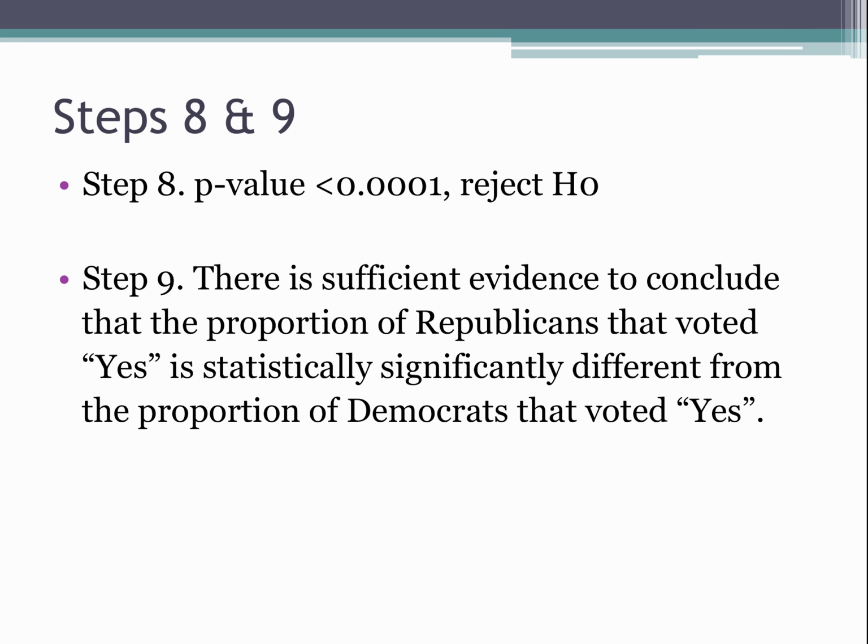We would need to put that into words because remember, the p-value is not our conclusion. The p-value simply helps us decide between the null and alternative. Step 9 would be: there is sufficient evidence to conclude that the proportion of Republicans that voted yes is statistically significantly different from the proportion of Democrats that voted yes.